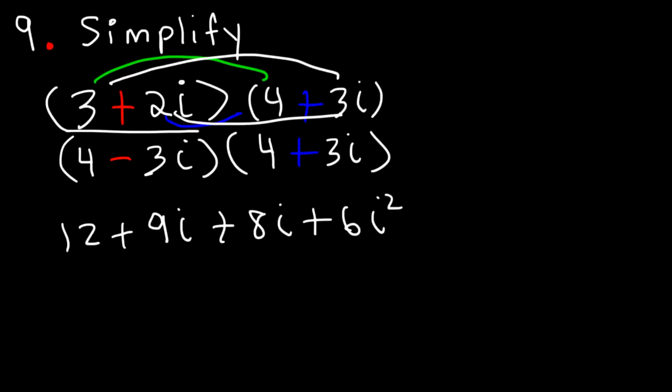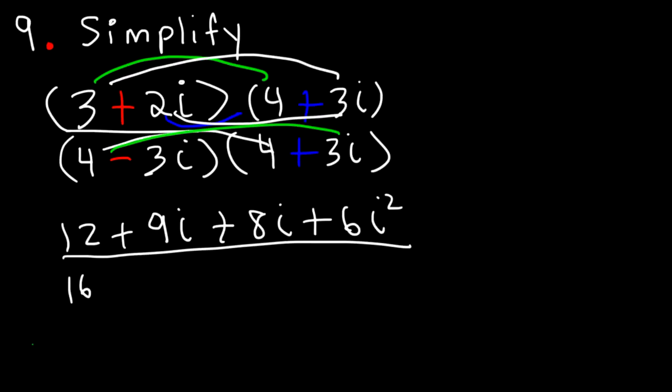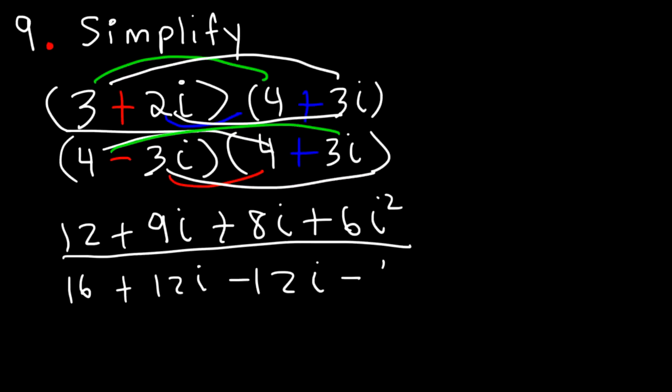So now let's move on to the bottom part. 4 times 4 is 16. 4 times 3i, that's positive 12i. And then negative 3i times 4, that's negative 12i. And then negative 3i times 3i, that's negative 9i squared. So on top, we can combine 9i and 8i. 12i and negative 12i will cancel. So this is going to be 12.